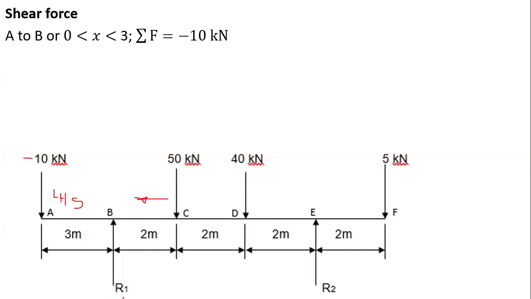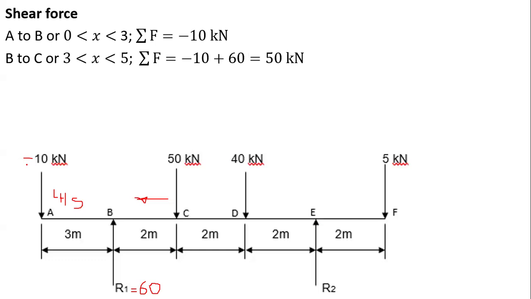R1 is acting upwards. 10 is acting downwards. And remember, R1 was how much? We got 60 kilonewtons. So I have positive 60 because it's acting upwards, and negative 10. What should I do with the two? I add them. Negative 10 plus 60. That's my answer.